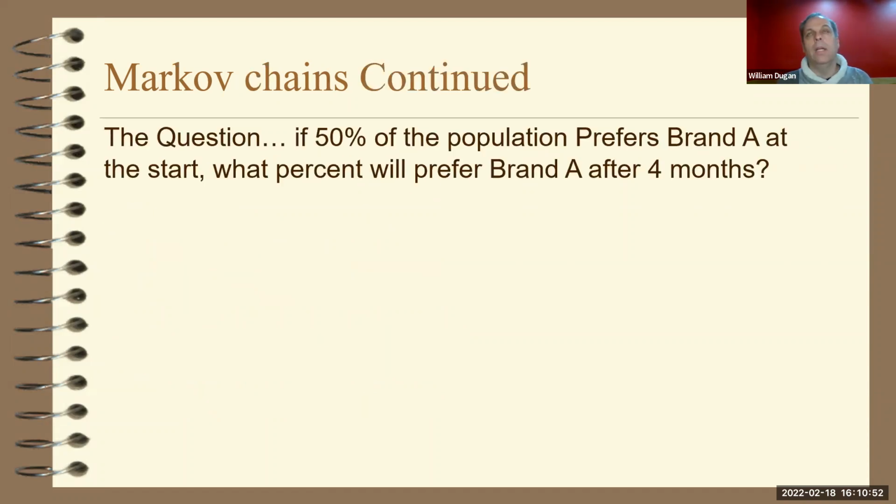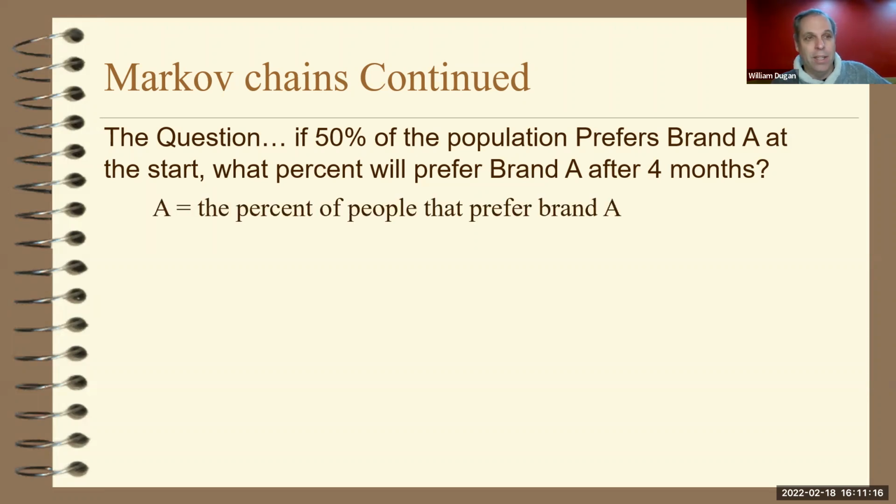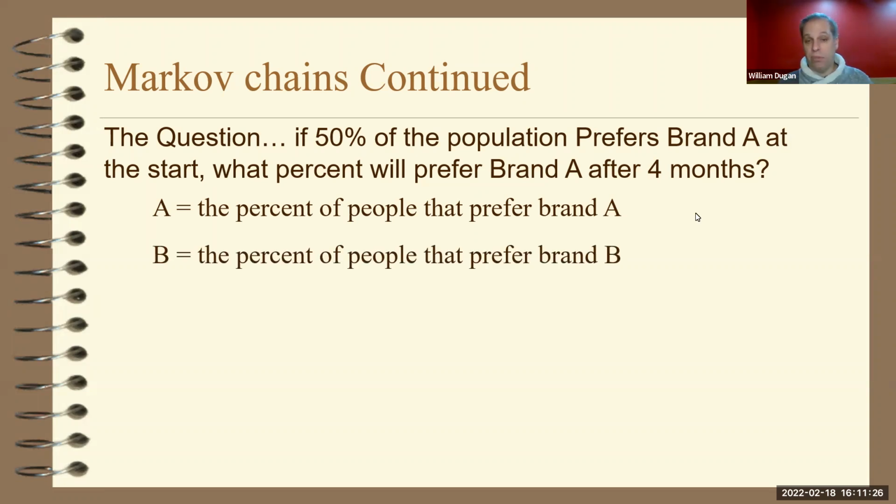To do so, let's suppose that in the beginning, the preference is split 50-50. So 50% of people prefer brand A, 50% of people prefer brand B. So after 4 months, I want to know the preference of people. What percentage of people will now prefer brand A and what percentage of people will now prefer brand B. So let's suppose that A is going to represent the percent of people that prefer brand A. We'll represent that percentage as a decimal. Capital B will then represent the percent of people that prefer brand B, again, as a decimal.